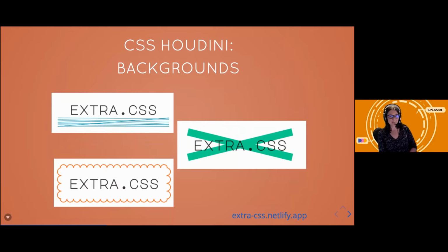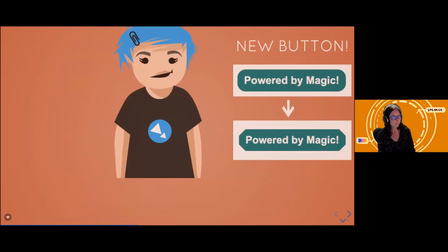This is another website, Extra CSS. This one also has a lot of really good CSS Houdini background ones as well. Again, really creative, really interactive. The person who made this one has also done a few other talks on CSS Houdini that can give you a more broad overview. Today, I'm just going to be looking at the one API.